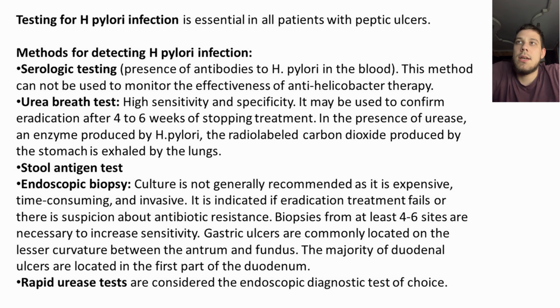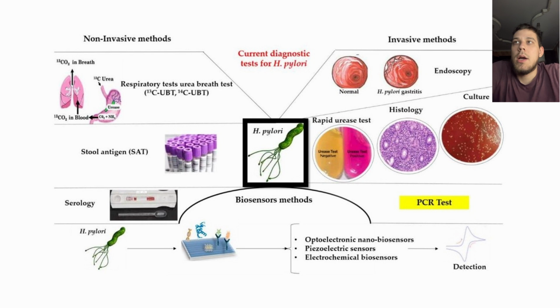Fourth one is endoscopic biopsy. Culture is rarely recommended due to its cost, time requirements, and invasiveness. It is indicated in cases of failed eradication therapy or suspected antibiotic resistance. It requires biopsies from 4 to 6 sites to improve diagnostic sensitivity.